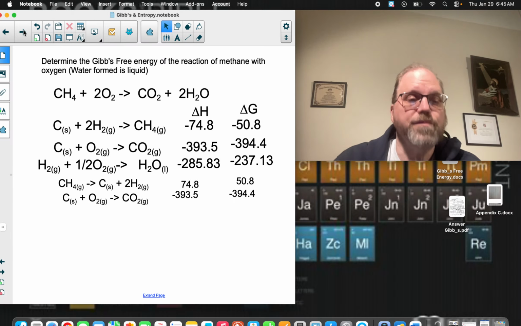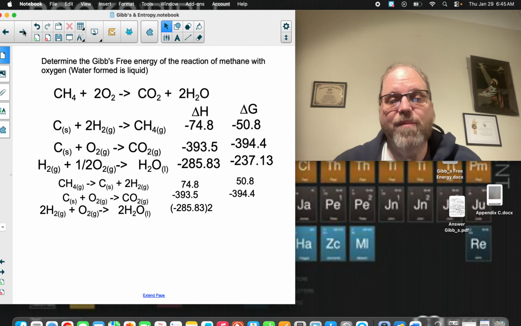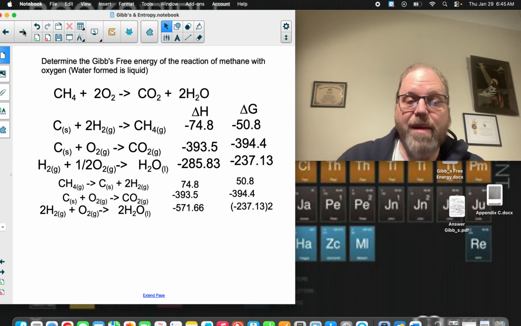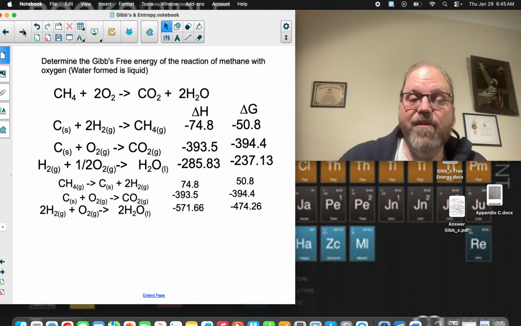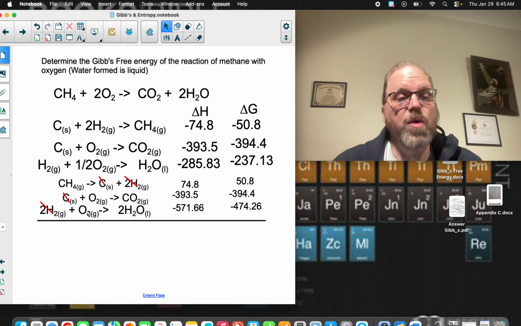Now water, again, we have to multiply by 2. So we'll take our value of negative 285.83 times 2 and get negative 571.66. And do the same thing with the Gibbs free energy. Negative 237.13 times 2 is negative 474.26. Again, these are all kilojoules per mole. We're going to add them up. My carbons cross out. My hydrogens cross out. We're left with 2 oxygen, so that's what we have.